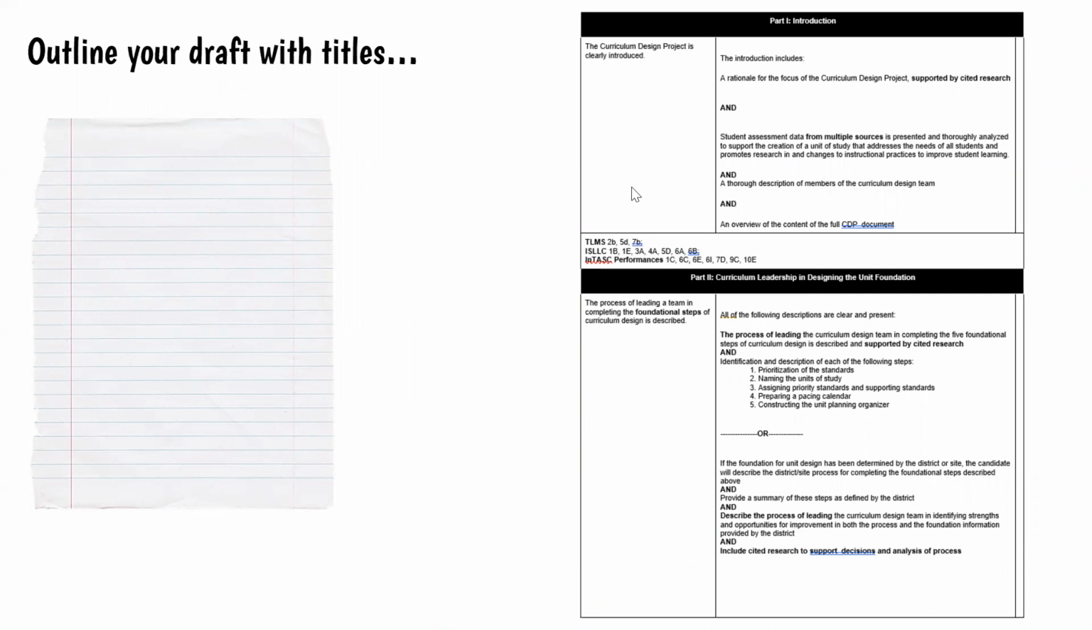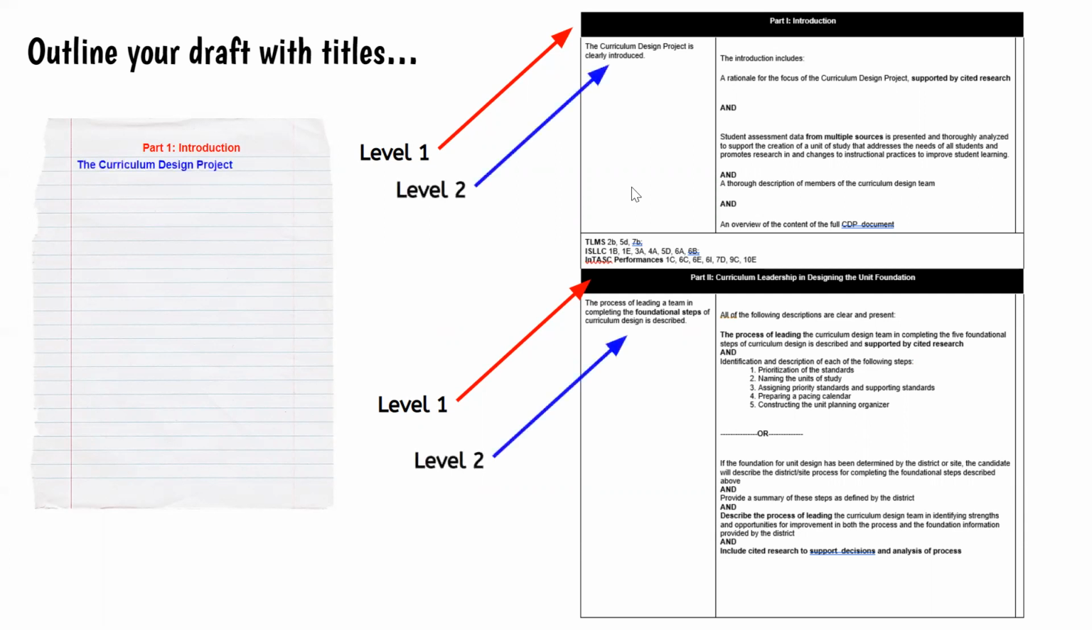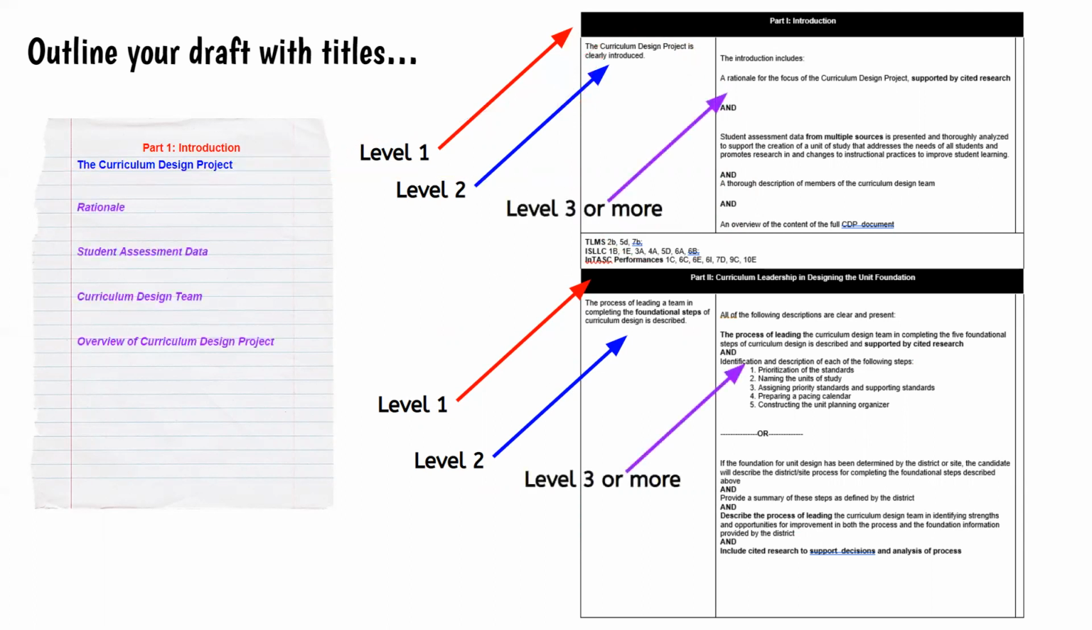After I look at just what the rubric is asking for at the accomplished level, I go ahead and draft my paper with titles. And the rubric already does that for you. Here are all my level ones in the rubric: part one, introduction; part two, curriculum leadership design. So I have my red part one on my paper. Level number two is already in the rubric right here, and it's in my paper here, the curriculum design project. And then the bulk of the material is those level threes right here. And so how I came up with these titles of my paper, and it's probably not going to stay this way.